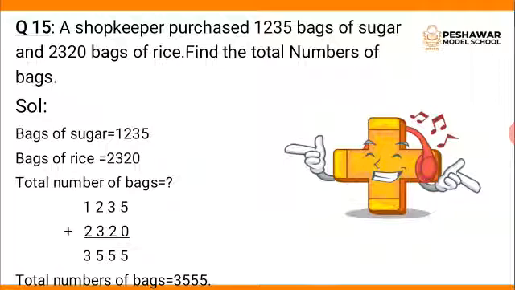Now find the total number of bags. So add 1235 and 2320. So add these numbers. 5 plus 0 equals 5. 3 plus 2 equal 5. 2 plus 3 equal 5. And 1 plus 2 equal 3. Total number of bags he purchased, how many? 3555.